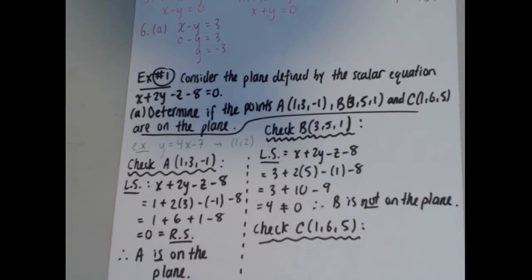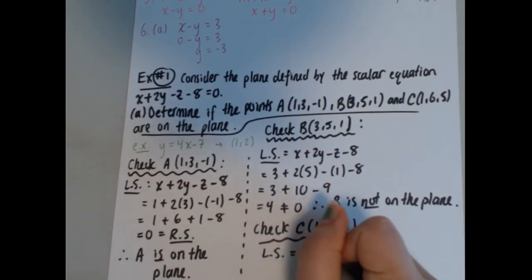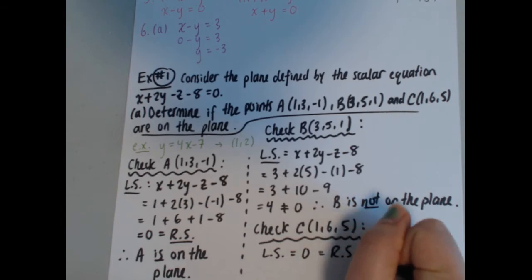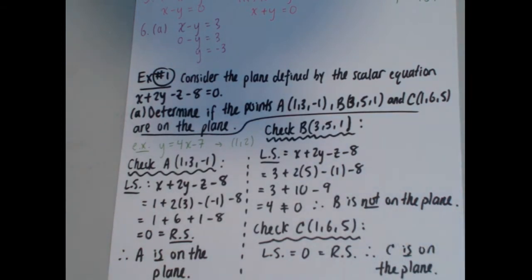Okay, so if we plug in our values here, you are going to get that the left side is equal to 0, which is equal to the right side, and therefore C is on the plane. Okay, I hope that's okay. Let's move on to part B.